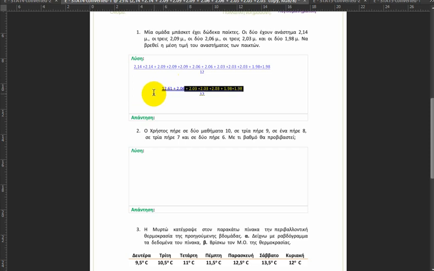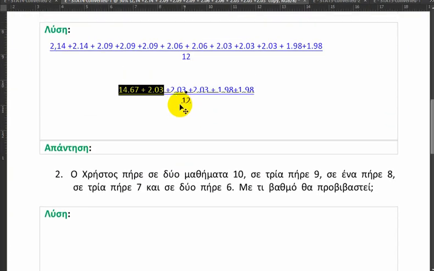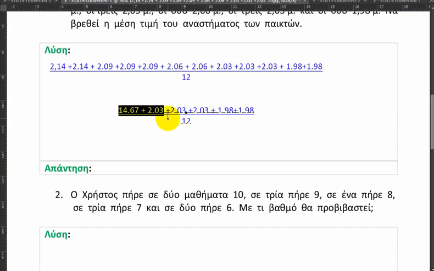Plus 2.06 is going to give us 14.67. Plus 2.03 is going to give us 16.7. Wait. I'm sorry, I need to zoom in. My eyes. Yeah, 16.7.